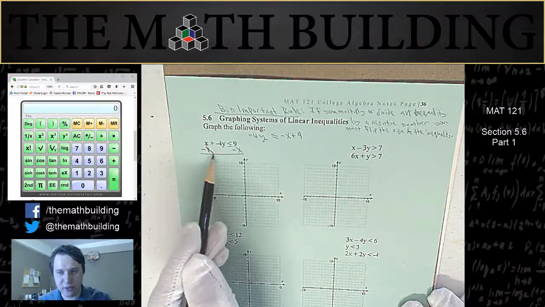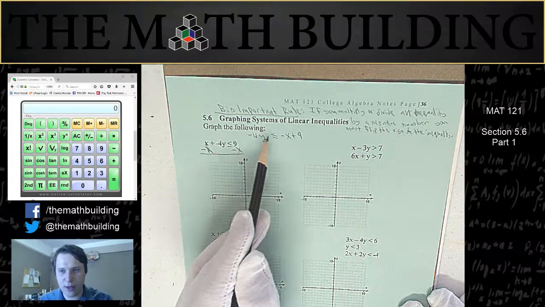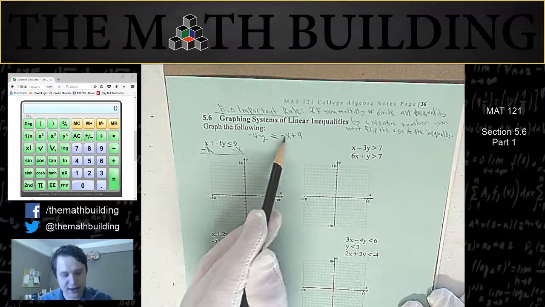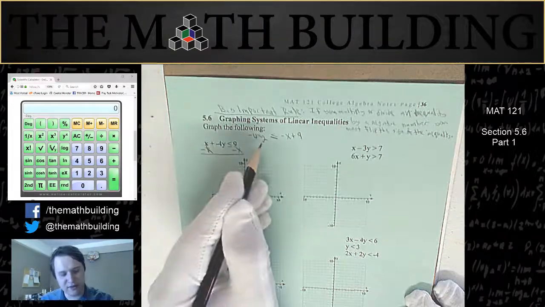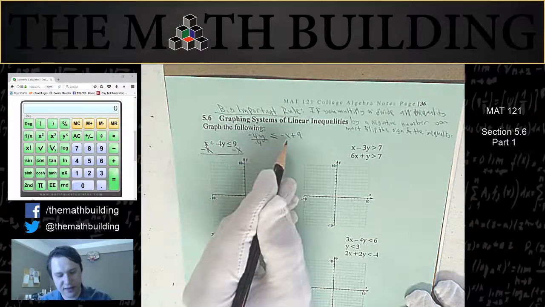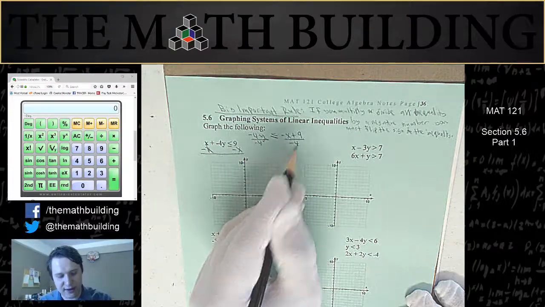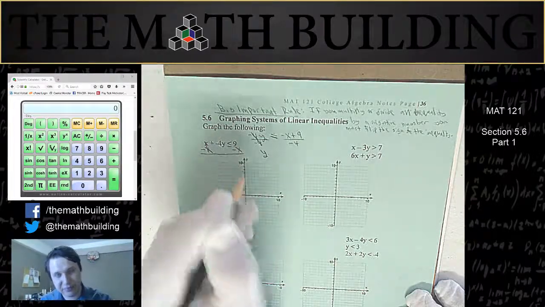So what I did there was I moved the x over. Don't combine these because they're not like terms. Negative 4y is less than or equal to negative x plus 9. Now I'm going to divide by negative 4 to get y by itself. And that means we need to divide all of this by negative 4. And so those cancel, and we get y.